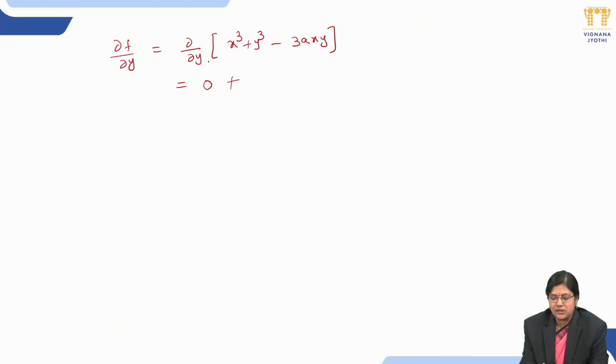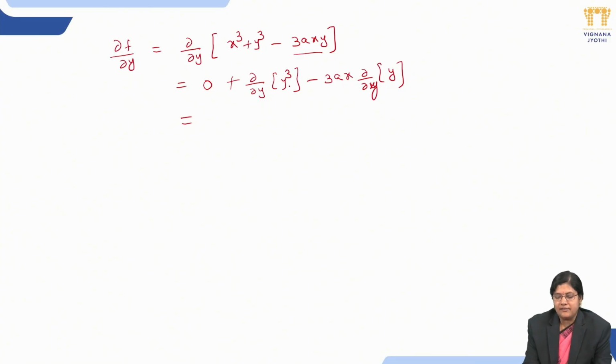The derivative of y³ with respect to y is denoted by ∂/∂y of y³. When you are differentiating with respect to y, in the third term 3ax is constant. The remaining expression can be written as ∂/∂y of y. That is equal to the derivative of y³ with respect to y, which is 3y², minus 3ax into ∂y/∂y, that is 1. So this is equal to 3y² − 3ax.